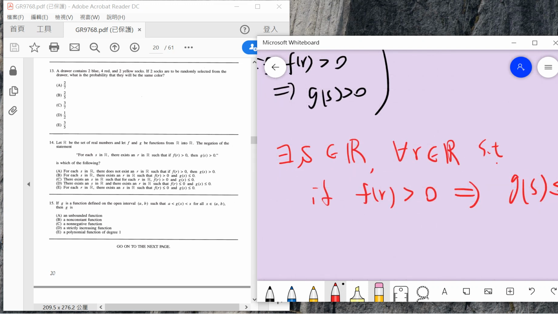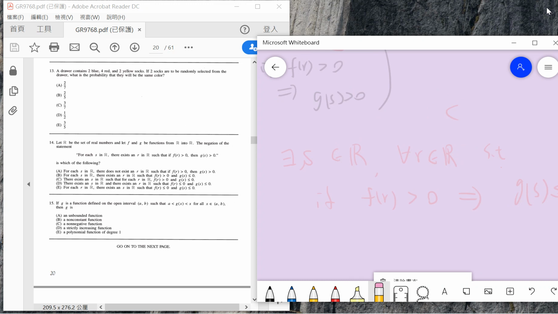The answer should be: there exists s, and for each r. So it looks like C is the only answer, because there exists r, there exists s, and for all r. So there exists an s in R such that for each r. Right? So 14 is C.